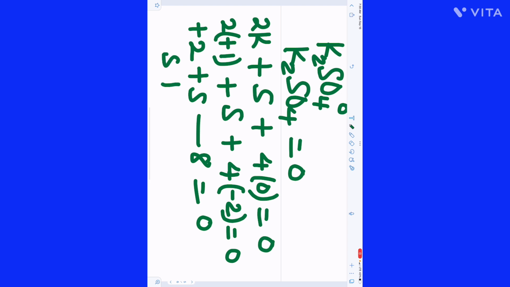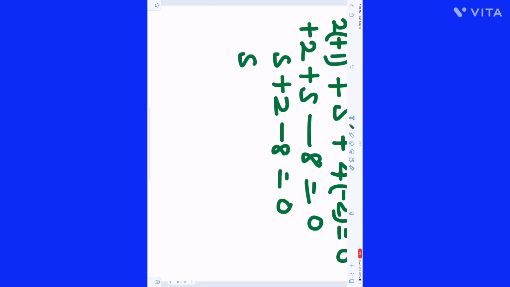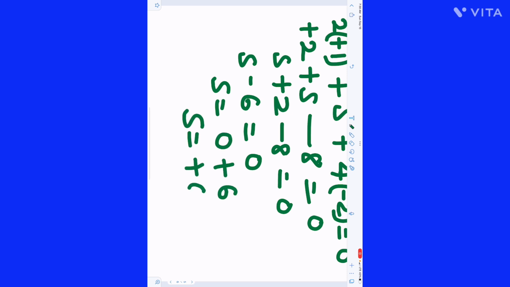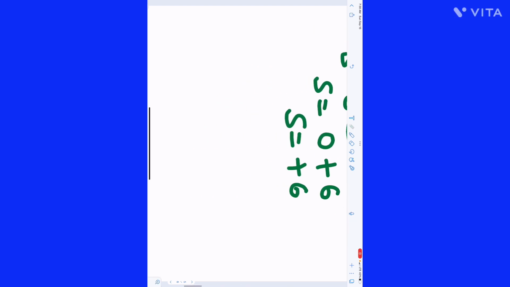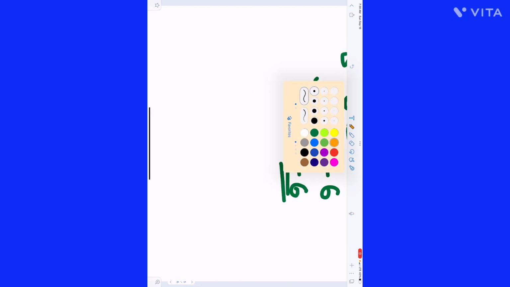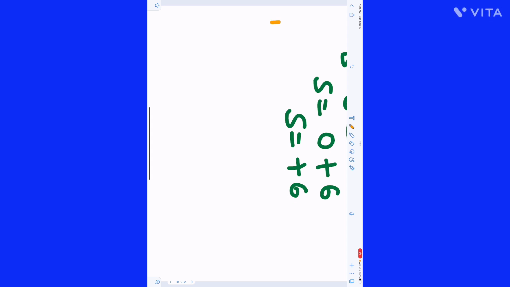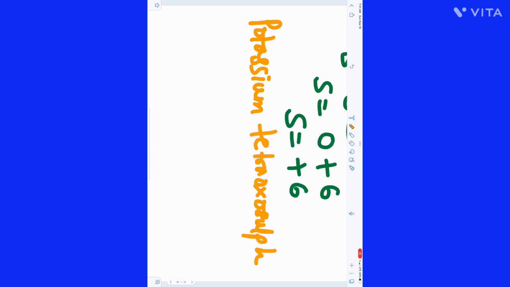Plus 4 times minus 2 is minus 8. So this gives us S plus 2 minus 8 is 0 on rearranging. Plus 2 minus 8 is minus 6. So the oxidation number of sulfur is 0 plus 6. That gives you plus 6. So the oxidation number of sulfur in this compound is plus 6. That's why we call this compound potassium tetraoxosulfate 6.